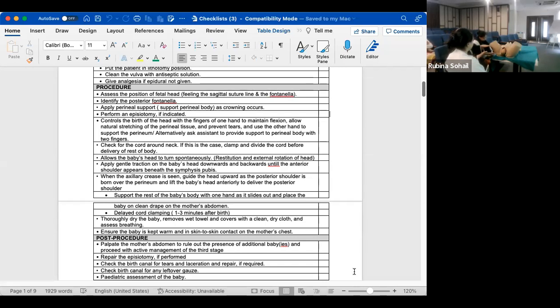जब anterior shoulder deliver होता है, then we lift the baby up. Actually, when the head comes down and delivers, पहले मैंने कहा था कि extension में delivery होती है, ये पकड़ना. Then you give downward and forward traction till the anterior shoulder delivers, and when the anterior shoulder delivers, you lift it up and deliver the rest of the baby.